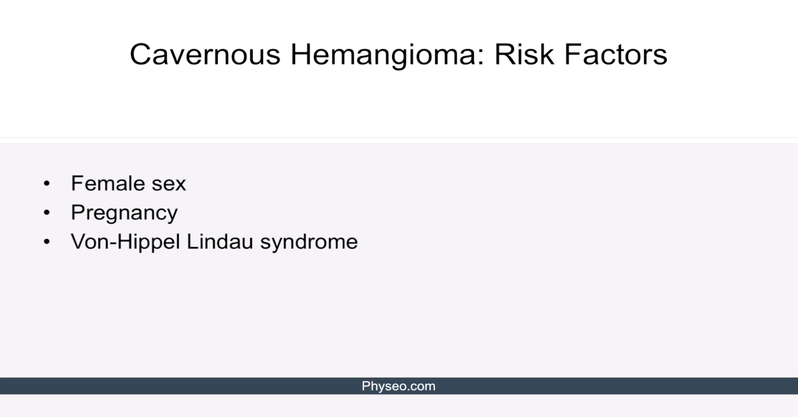First, female sex predisposes to the development of cavernous hemangioma. Additionally, pregnancy increases the estrogen levels. Therefore, they increase the risk for cavernous hemangioma. Von Hippel-Lindau syndrome is a neurocutaneous syndrome characterized by hemangiomas in multiple organs, including the liver.